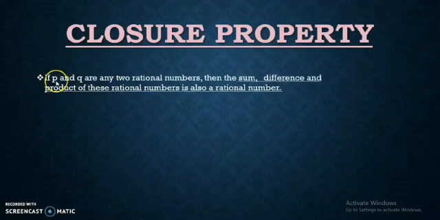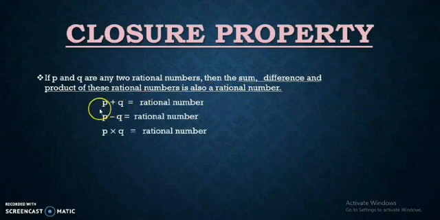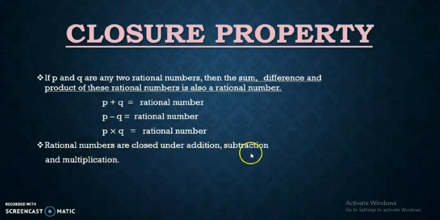Closure property says if P and Q are any two rational numbers, then the sum, difference and product of these rational numbers is also a rational number, which means for any two rational numbers, the result of addition, subtraction and multiplication gives a rational number. Rational numbers are closed under addition, subtraction and multiplication, which means rational numbers follow closure property for addition, subtraction and multiplication only. The division is not under closure property because division of any rational number by 0 is not defined.